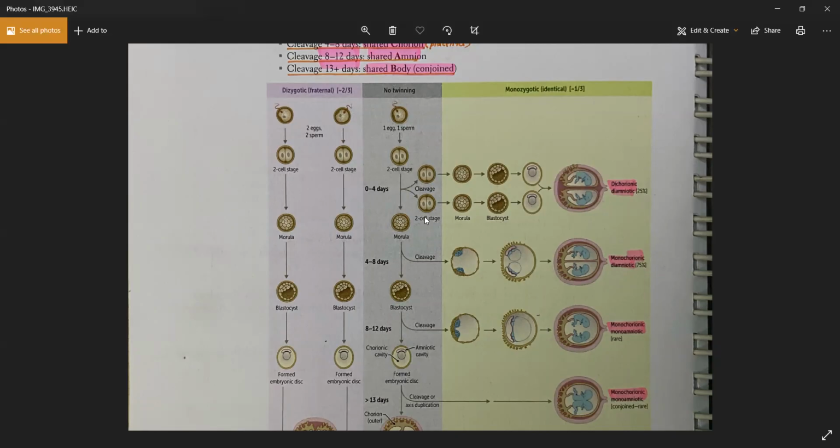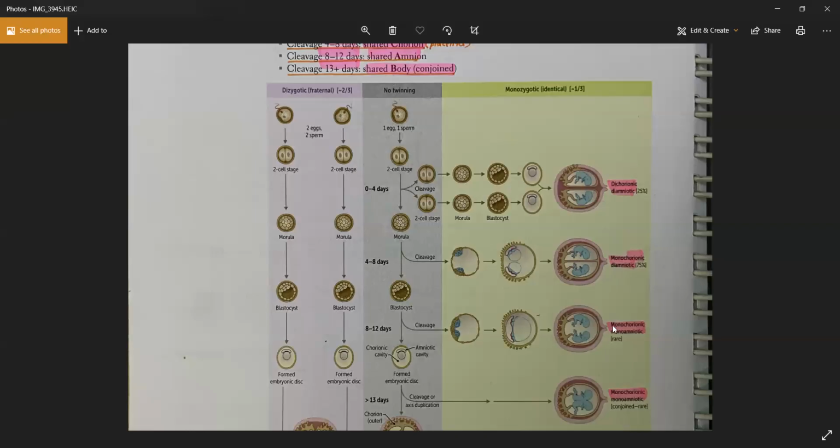If you have a cleavage after 4 days, within 4 to 8 days, in that case you will have monochorionic, diamniotic twins. They will have two separate amniotic sacs with a single placenta supplying both fetuses. If the cleavage happens within 8 to 12 days, the sac will be shared by both embryos, with the same placenta.